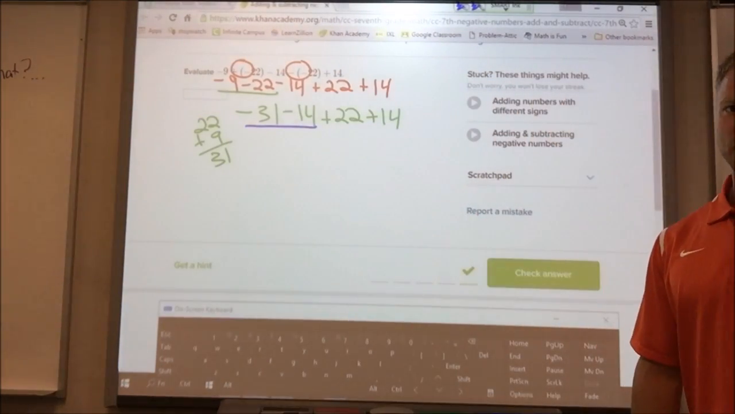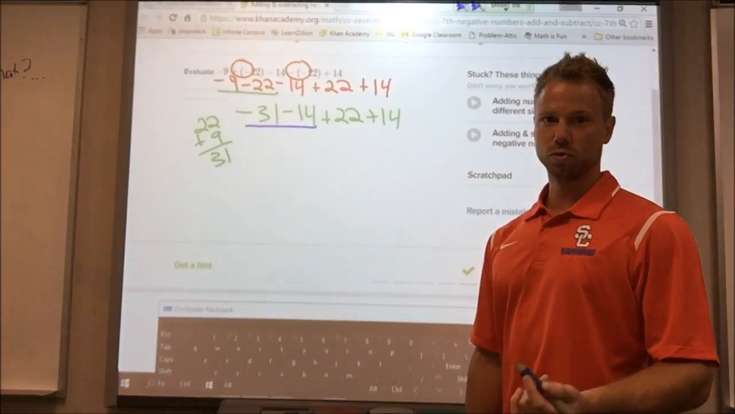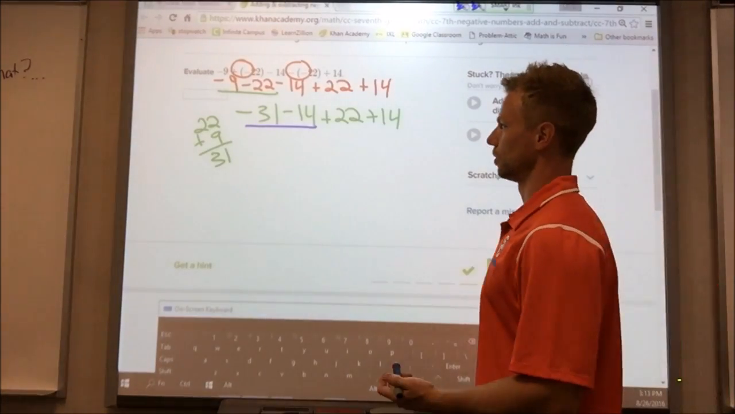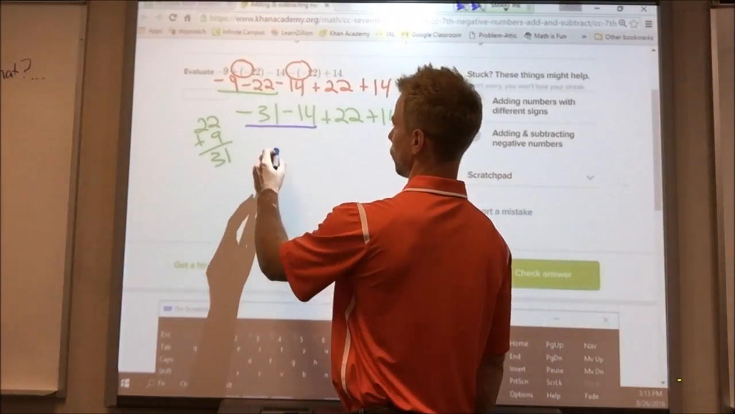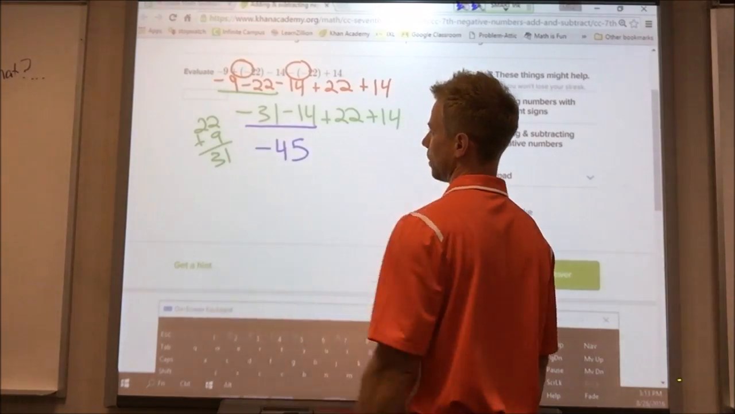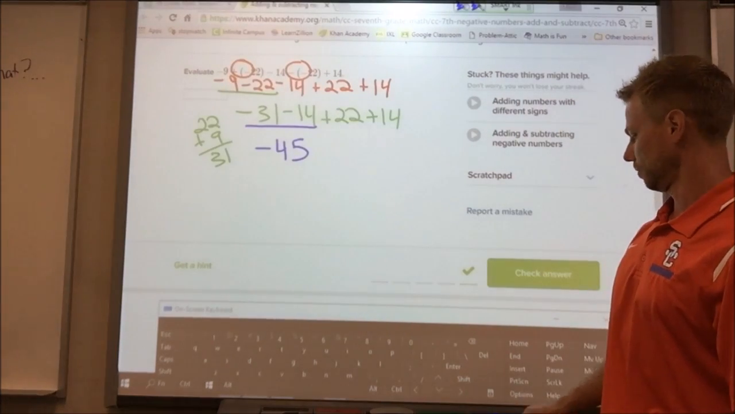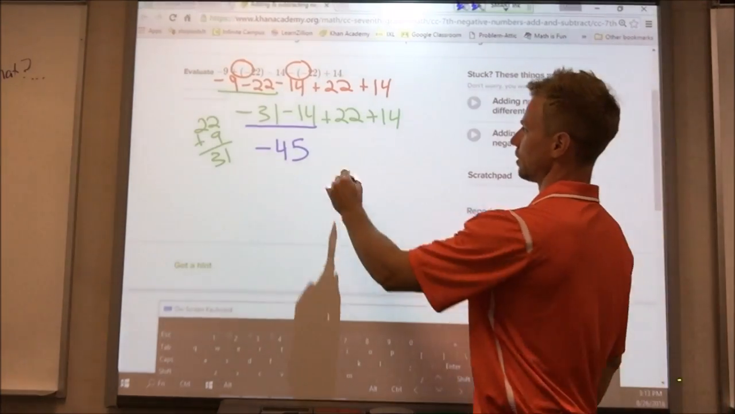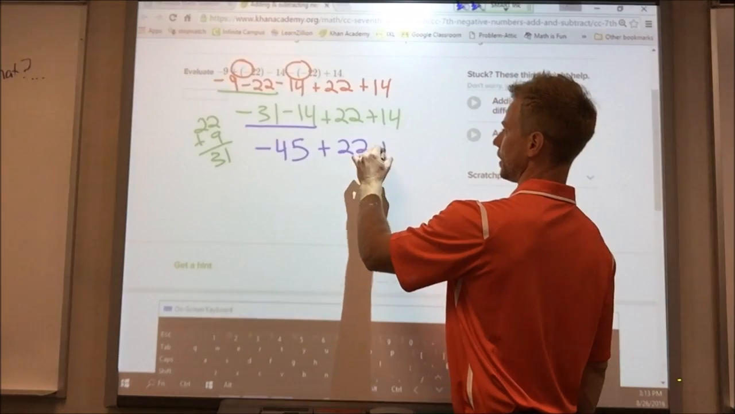Again, they have the same sign, so the rule tells me to add and keep the original sign. So 31 and 14 becomes 45. The original signs are negative, so it stays negative. Then I write the rest of it and keep going.